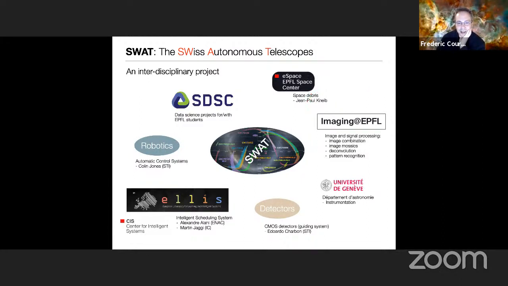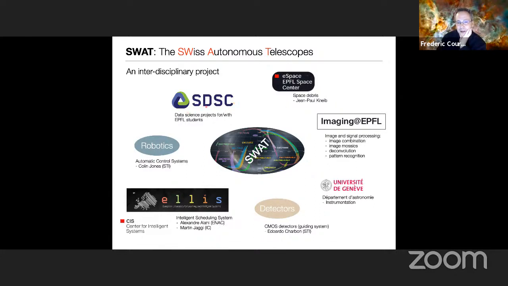If we do it at EPFL, SWAT would be the central part in a constellation of partners. One is, of course, the University of Geneva, because we are next door. We are in Lausanne, they are in Geneva. They have expertise in instrumentation. They've been developing tons of things for exoplanets, so they know how to do instruments. We have imaging experts at EPFL to process the data. We have the eSpace Center, which is explicitly interested in space debris.